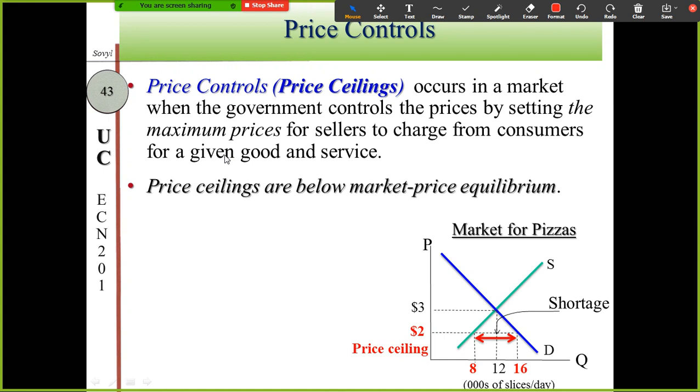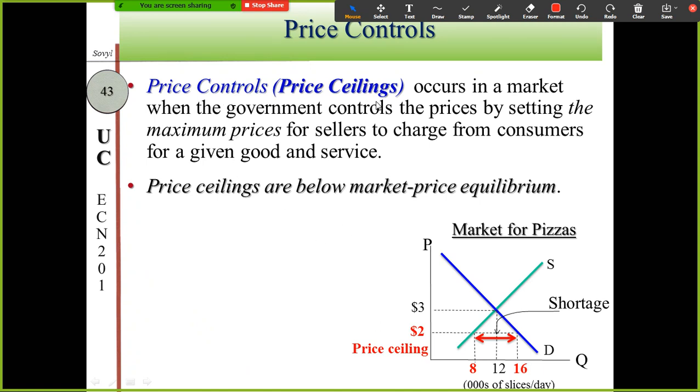For example, maybe I can talk about electricity and water supply in our countries. The government sets control of the price. If you consume less, the maximum price you must pay is less. But if you consume more and more, moving from this level to the next level, the maximum price will be more and more. Price ceilings are below market price. When the price ceiling is below market price, yes, it's a maximum price, but it's lower than the market price.